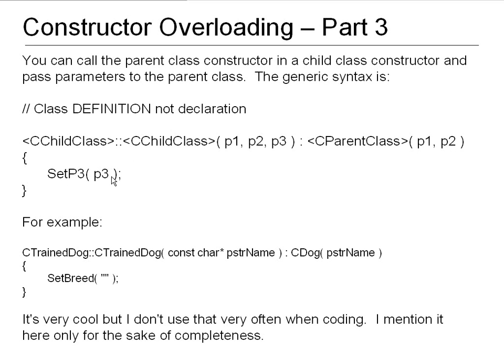And then finally, since the third parameter is not part of the parent class, you would call the set method for that. So for example, we have CTrainDog that takes a name, and then it passes that name to our parent class CDog constructor, and then it goes ahead and sets the breed, assuming breed is unique to CTrainDog.